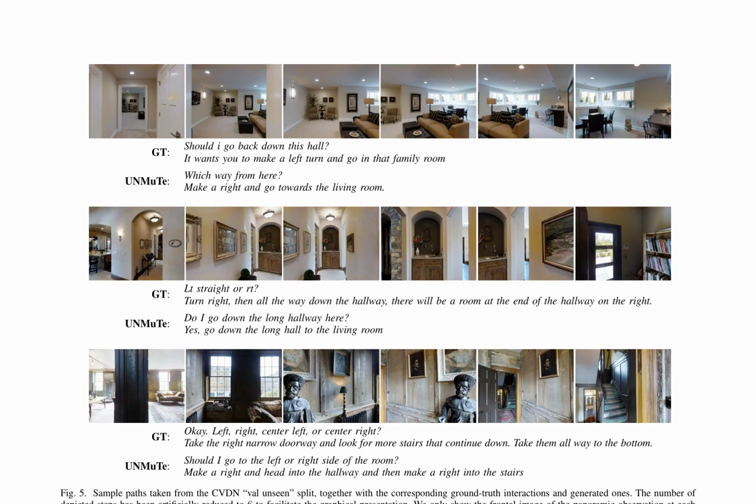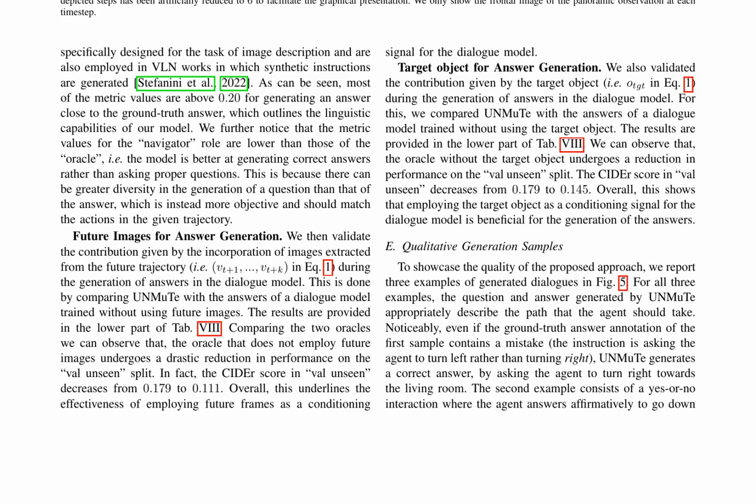The paper also presents qualitative examples of generated dialogues, showcasing the model's ability to generate coherent and accurate question and answer pairs. The examples demonstrate the model's capacity to correct mistakes in ground truth answer annotations and provide accurate instructions for navigation. The UNMuTe model is trained on a dataset of navigation episodes using dialogue instances as textual input. The model is evaluated on the val unseen and test unseen splits of the NDH dataset, achieving top 1 performance on all metrics. The results are presented in tables 7 and 8, which provide a comprehensive comparison of UNMuTe's performance with that of competitors and baseline models.